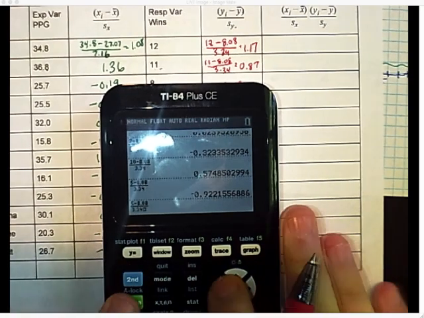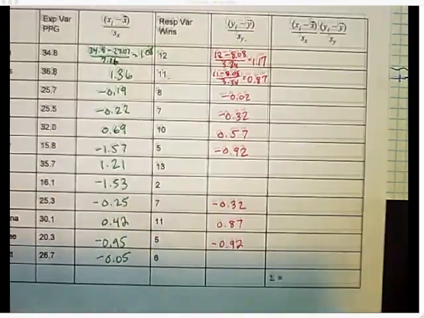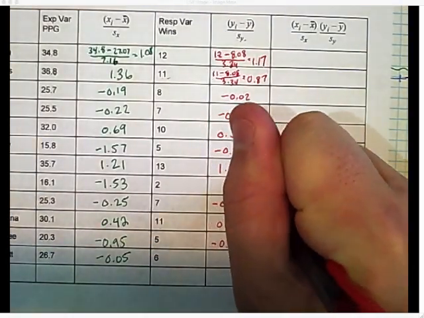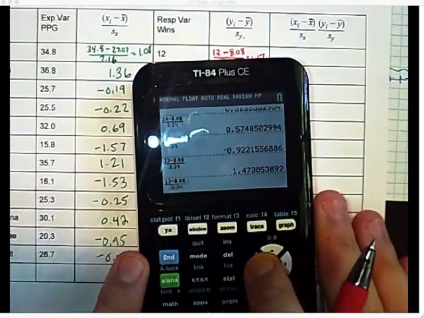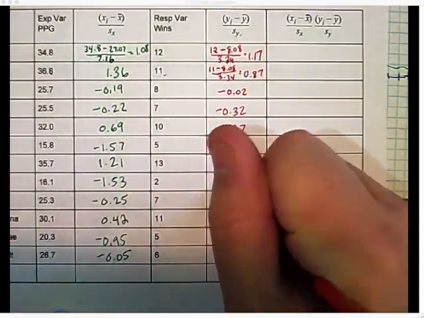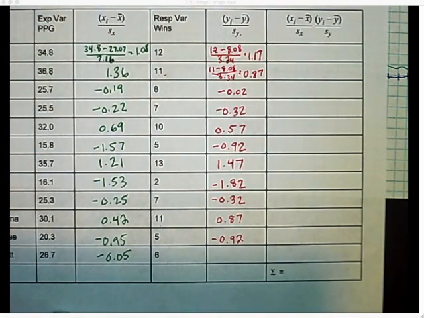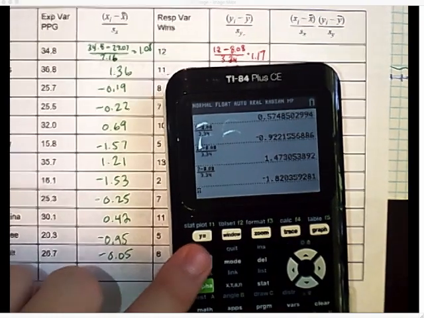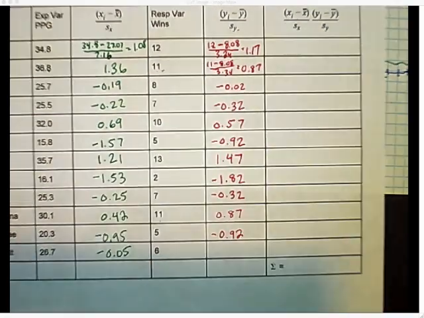Plug in the 13. 1.47. Poor Ole Miss only had 2 wins, so we'll put 2 in here. Negative 1.82. And Vanderbilt had 6 wins. I'll plug in 6 here. Negative 0.62.